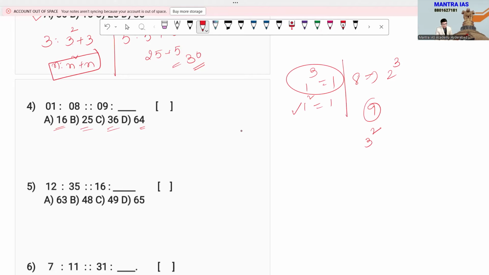I'll repeat. The first case is 1 and 8. 1 may be 1 square, 1 cube, 1 to the power of 4, anything. But this number here is 3 square. So there is a chance of only 1 square, that's it. Now, next number 2 cube. So 1 after 2, 3 after 4, it is cube. So 1 square, 2 cube, 3 square, then 4 cube. It is the answer 64. That's the style of doing it, please.